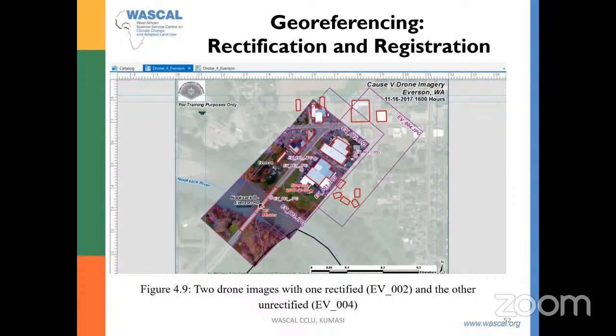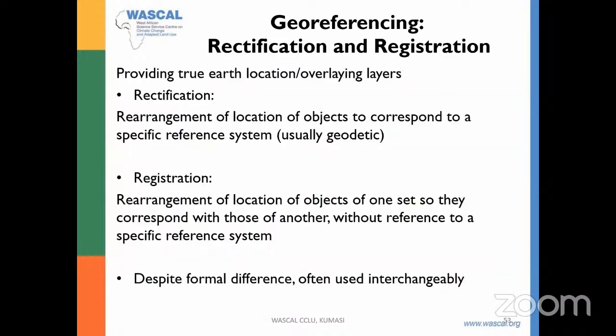In georeferencing, we are assigning the true coordinate values to these images. For example, as depicted, we have two drone images that have been imported. One is rectified and is showing the exact location of the data. And the other, EV004, is the unrectified image. You can see that there is a little bit of shift in the data set. Once we have some of these challenges, they can be rectified by two processes, rectification and registration. They are quite different, but they can be used interchangeably.